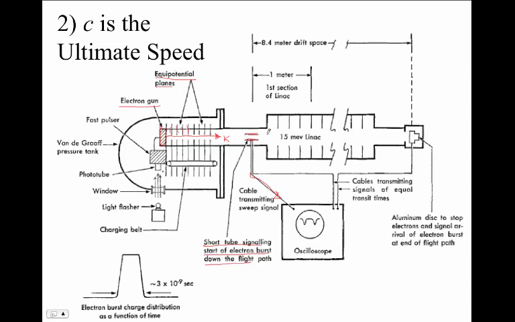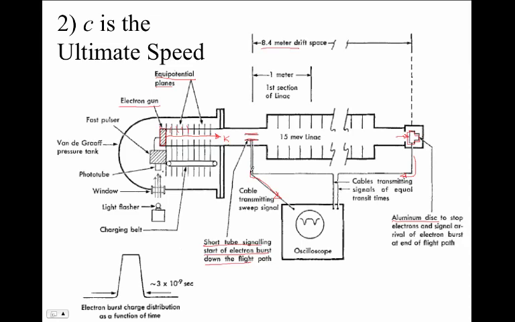The electrons then travel approximately 8.4 meters down a long drift space until they stop in this block right here. When they hit this block, which is made of aluminum, the electrons are brought to rest. That's because they interact with the electrons and the atoms of aluminum, and through those collisions, lose all of their energy. The arrival of this electron pulse into this block of aluminum creates a charge on the aluminum block, and this creates another electrical impulse, which goes down another wire.